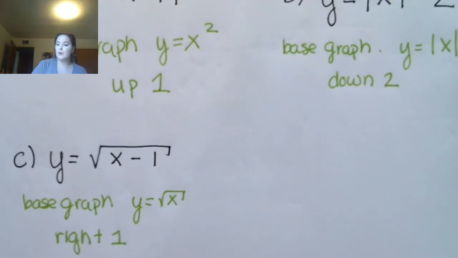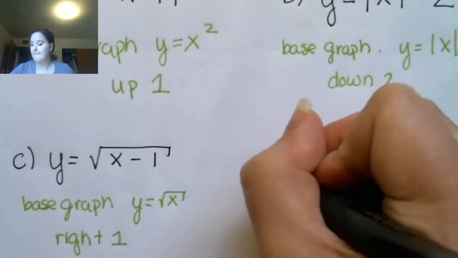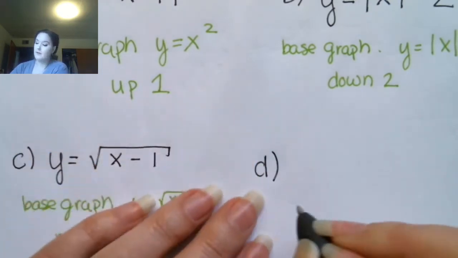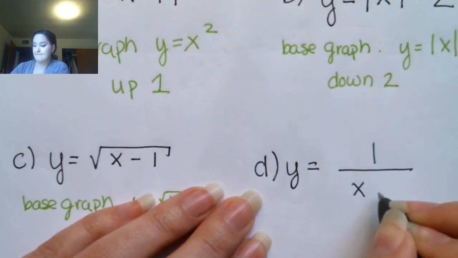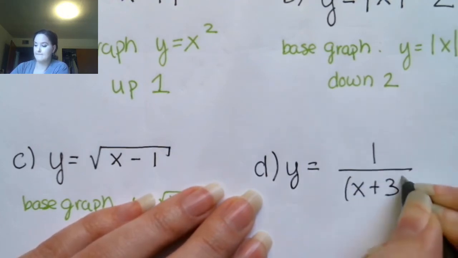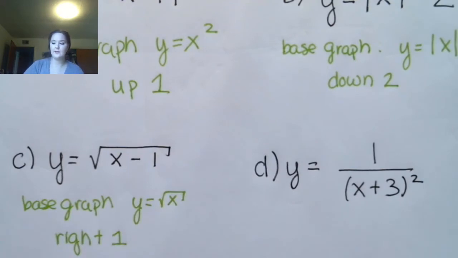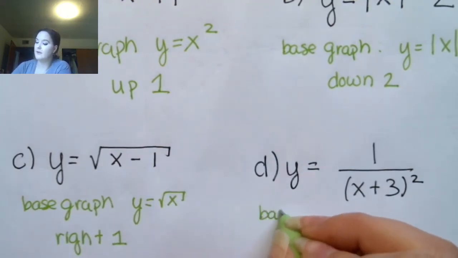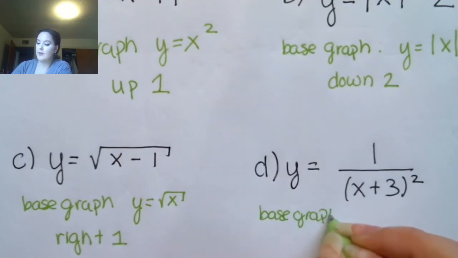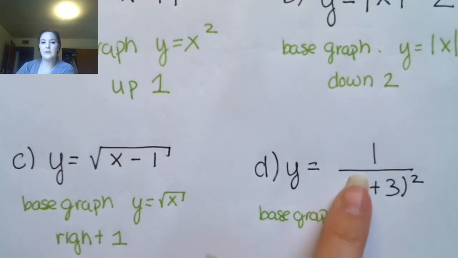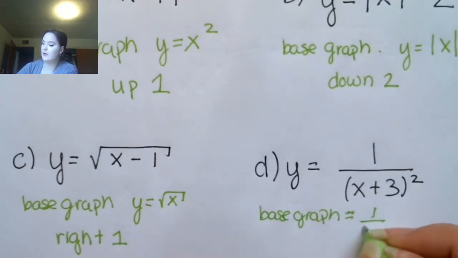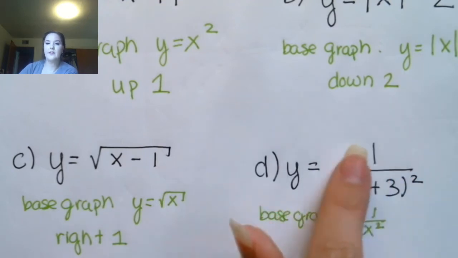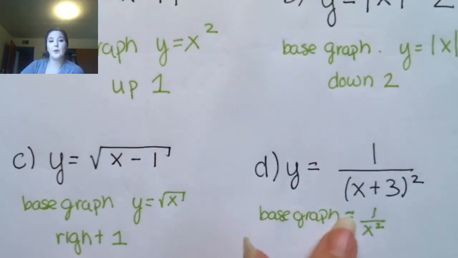Let's look at one more translation. Okay, so the first thing we have to decide is, what base graph are we going to use? So this looks like 1 over x squared. Right, we can tell it's a fraction, so it's either going to be 1 over x or 1 over x squared, and because it has the square, we pick 1 over x squared.